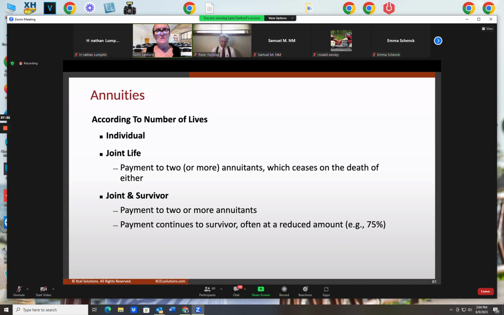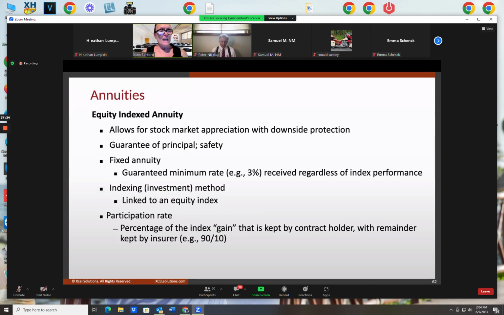Okay? Equity indexed annuities, we have dropped over the years the name equity off indexed annuities. Now we just call them indexed annuities, IAs for short. Indexed annuities are a form of fixed annuity that you can sell with just this state license. It allows for stock market appreciation with downside protection. It's a type of fixed annuity where the principal is guaranteed by the insurance company.